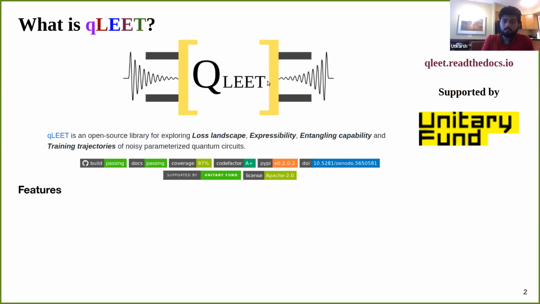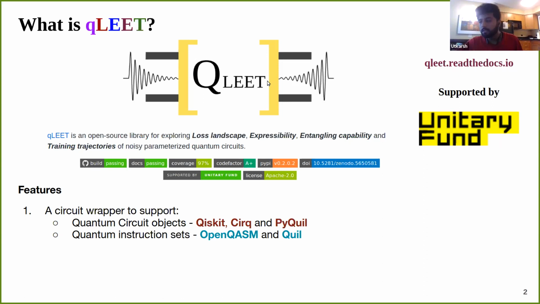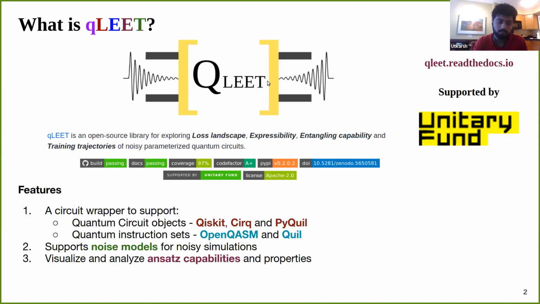The main features of qLEET are that you can implement your circuit in any popular library such as Qiskit, Cirq, or PyQuil. It will just take in your circuit object and build a circuit descriptor on its own, which makes it framework agnostic. Second, you can also put in your circuit as a quantum instruction set, so you don't even need to make a proper circuit object. You just need a low level instruction set. We will make a circuit out of it and do the job. It also supports the noise models provided by Qiskit and Cirq, and provides interconversion between those noise models for noisy simulation.